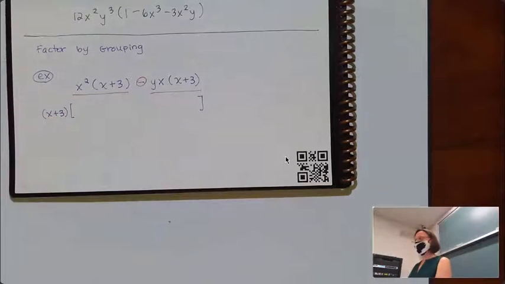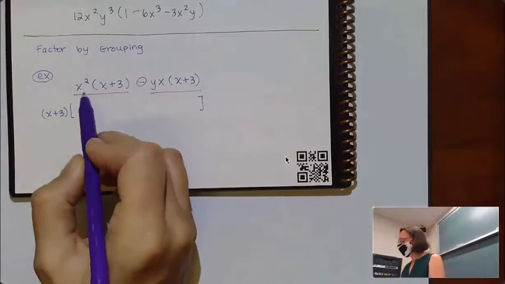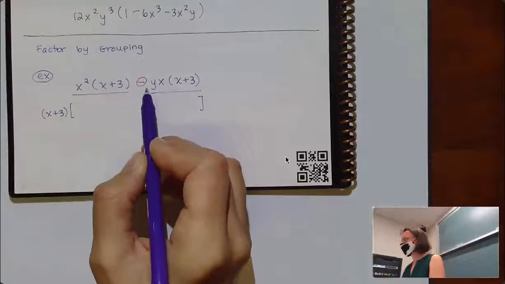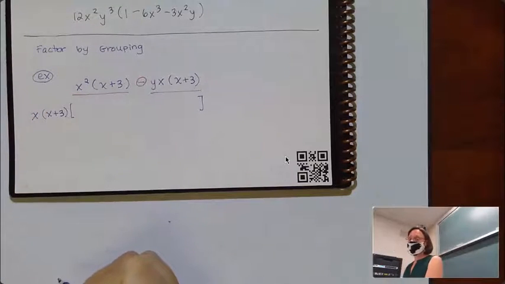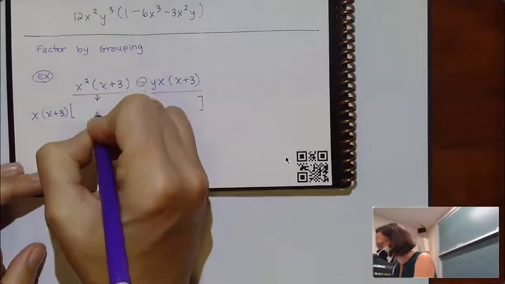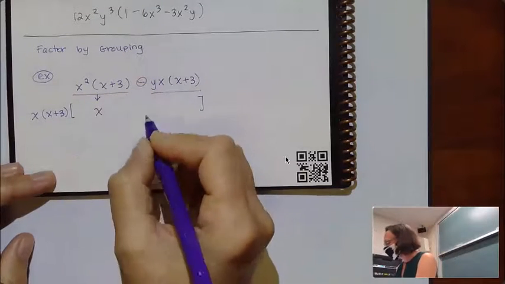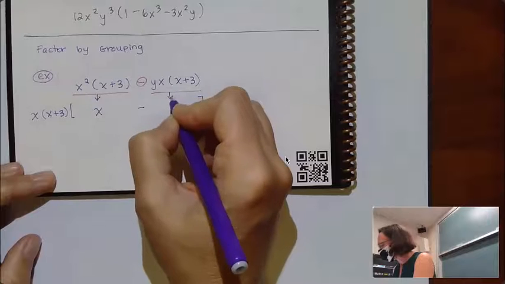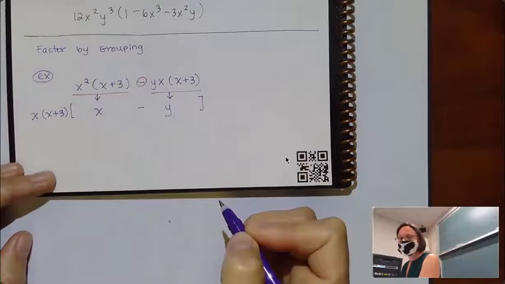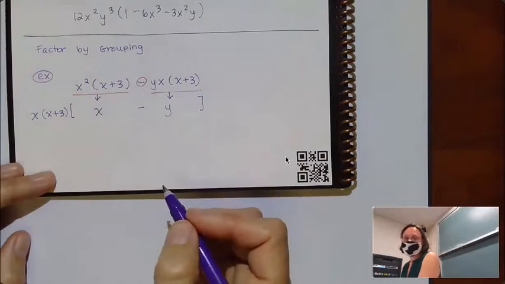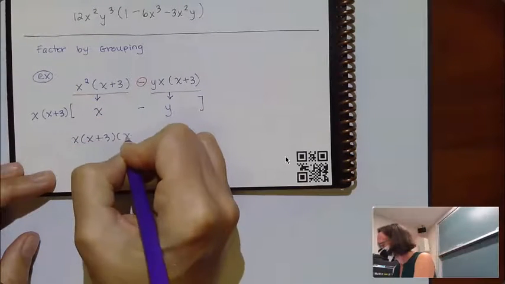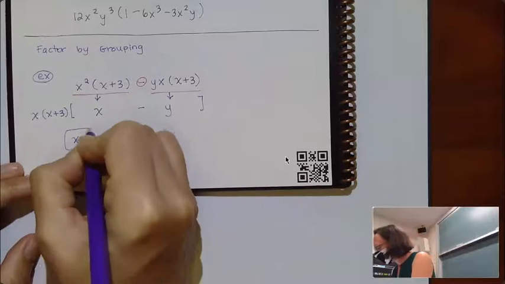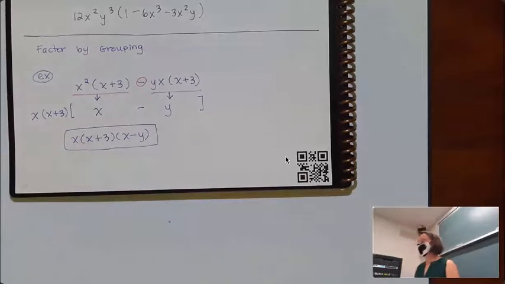Now these happen to have something else in common, because I've got an x squared and a y times x. So I can also pull an x out. And when I do that, what's left from the first piece is x, and what's left from the second piece is just the y. Now I know it looks kind of funny on the paper, so I regroup that together as x times x plus 3, x minus y. And that would be my final most factored form.